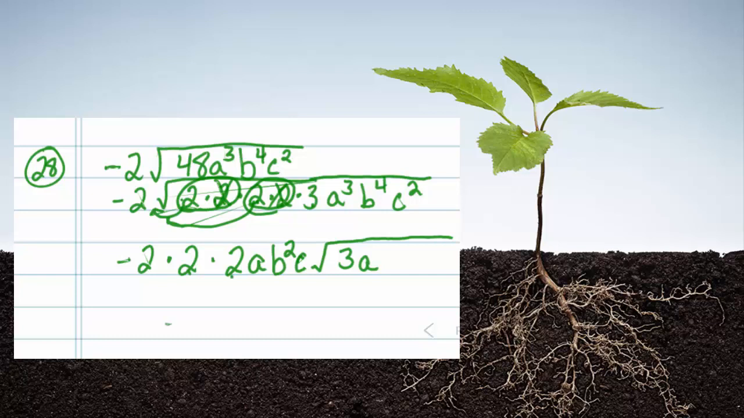One final step to clean up. Negative 2 times 2 is negative 4. Negative 4 times 2 is negative 8. So the answer is negative 8 a b squared c, root of 3a. And if you follow those patterns for each of the rest of the problems, you should be in pretty good shape for completing your homework tonight.